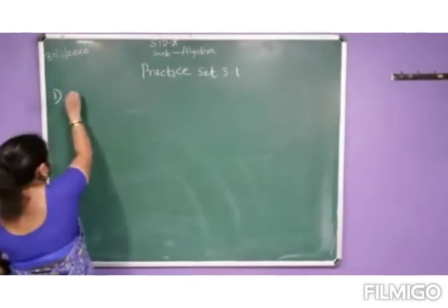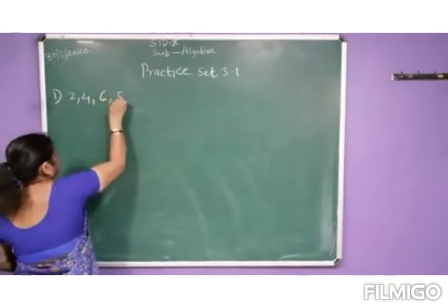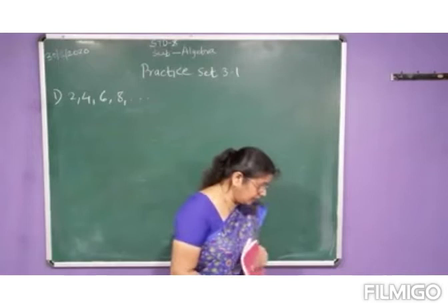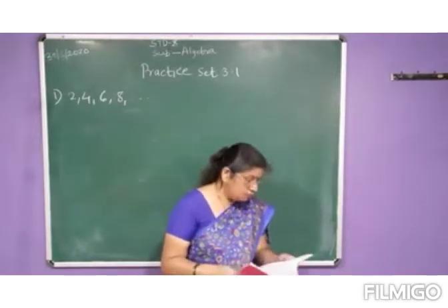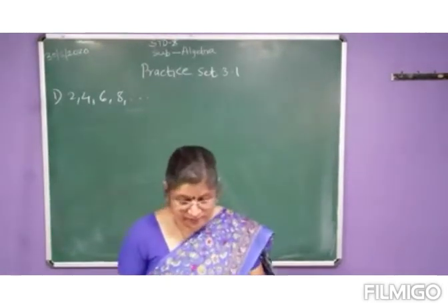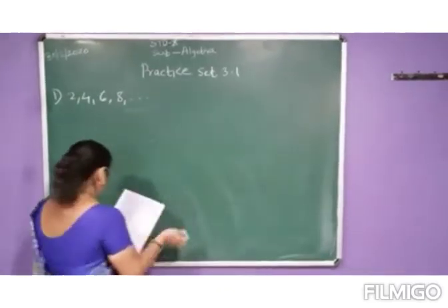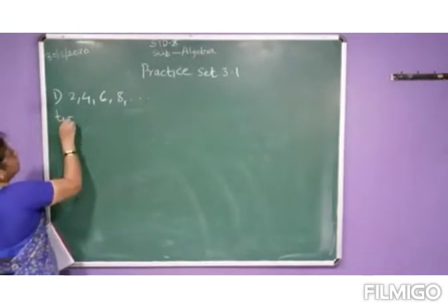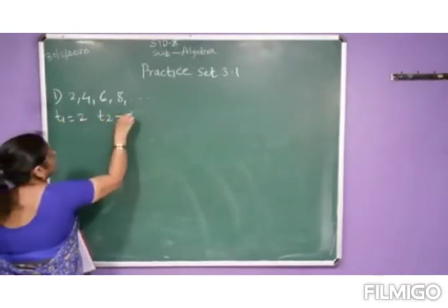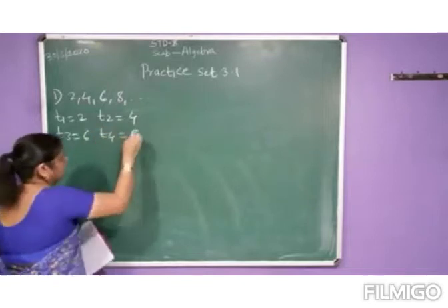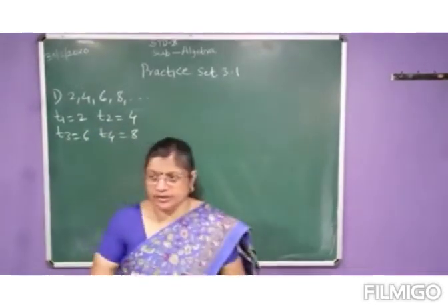2, 4, 6, 8. In this, which of the following sequences are AP? If they are AP, find the common difference between the two. That we have to see. Now see here, we will write the first term. T1 is 2, T2 is 4, T3 is 6 and T4 is 8. That is what is given over here.